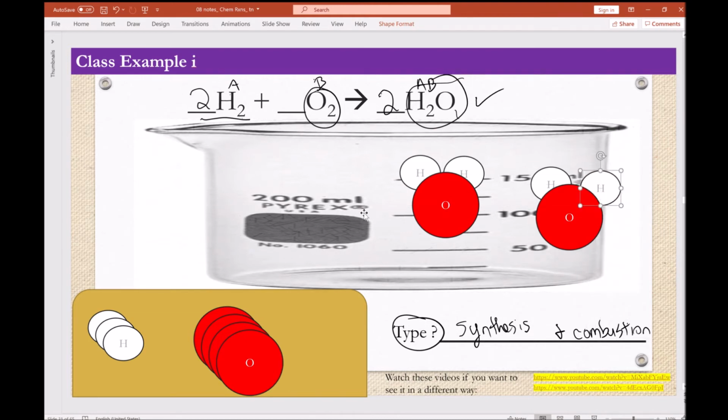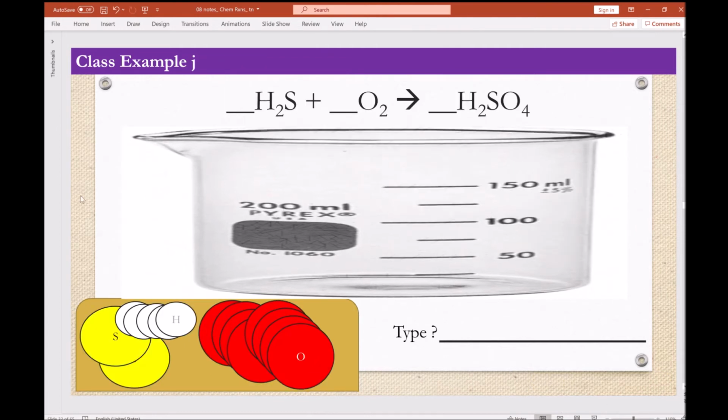Voila, no reactants left over. It is balanced. If you'd like to see this demonstration in a different way, you can click on these 2 links. One more example for you.